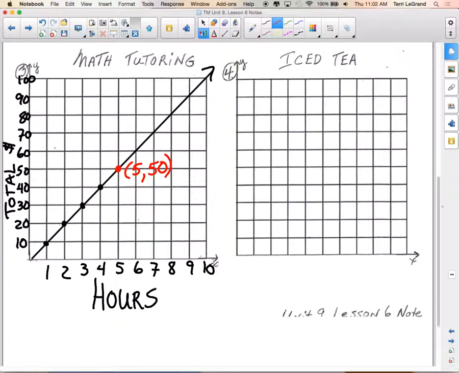Okay, how about part B? How much she made for 3 hours. So we already have that point on there, so let's just go give it a label. 3, and it is 30. And is that what we said, $30? Okay, then we have good answers. Questions?